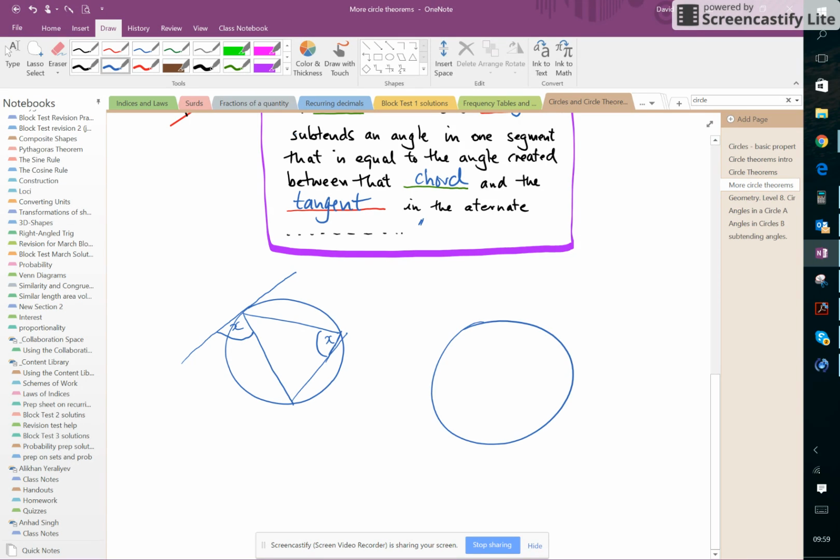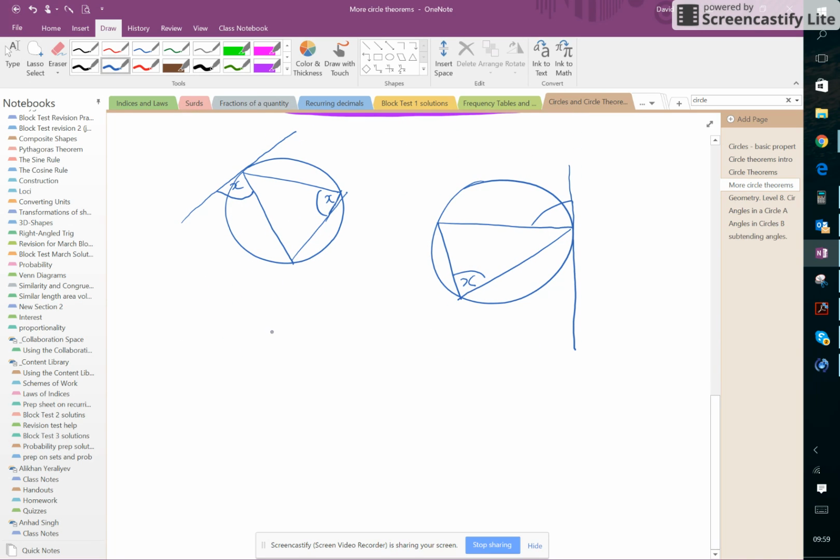Let's do another one. So here we have a chord, and the chord meets a tangent. And let's say the chord subtends an angle there. That's equal to the angle created between the same chord and the tangent, but in the alternate segment. Another one. This is all alternate segment theorem. So let's say this time we've got a chord meets a tangent, and the chord subtends an angle there, and that angle is equal to the angle between the same chord that subtended the angle and the tangent, but in the alternate segment. So it's that one.